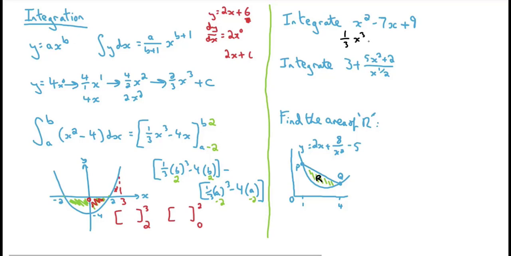Then here, we have minus 7x, raise 1 to the power, that now becomes x squared, and 7 gets divided by that too. And here, that plus 9 becomes a 9x, as the x to the 0 rises to become x to the 1, and divide by 1 makes no difference. At the end, just don't forget, plus c.